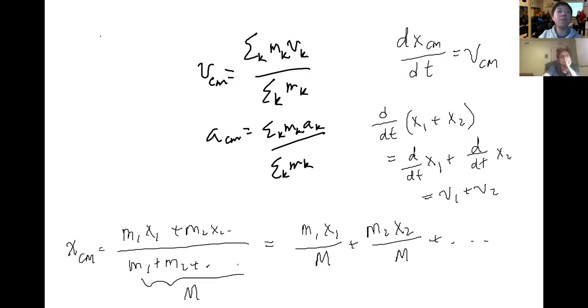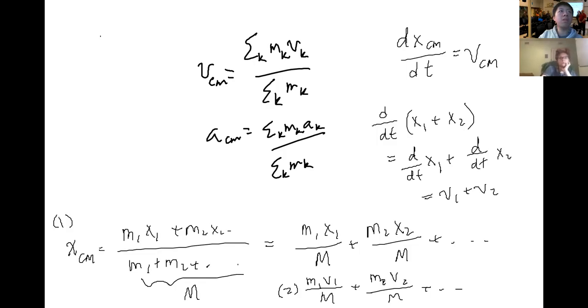So we can apply the same principle here, right? Because M1 over big M is going to be a constant, because the mass isn't going to change with respect to time. So we can factor this out and then we just get M1 V1 over M, plus M2 V2 over M plus dot, dot, dot. Right. And then when you look at this formula, let's just call this formula two. This is formula one.